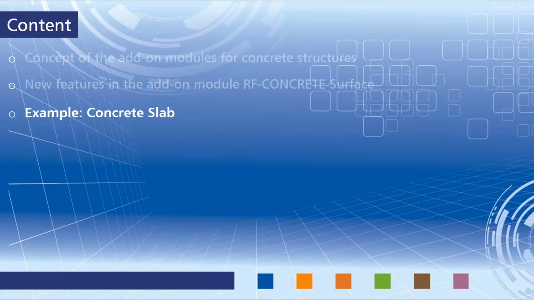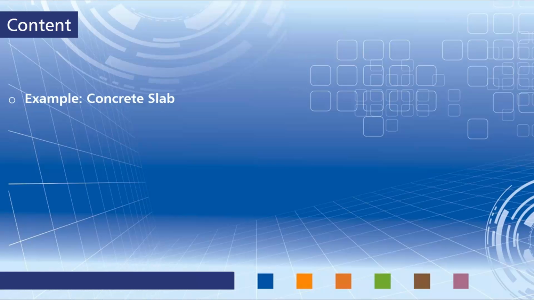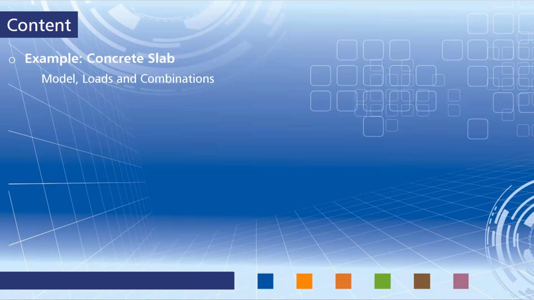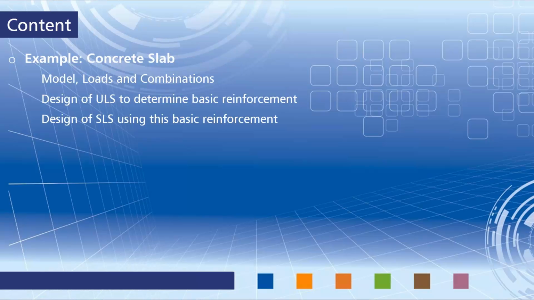We now move on to the practical part of this webinar. We study a flat concrete slab, and we will go together through a workflow which you are very likely to use in your practice as well. So I will first, of course, explain shortly how the model is defined. I predefined some loads, and I already did the load combination to save some time, so I will quickly show you this. Then we will design the ultimate limit state, and we do this to determine the basic reinforcement that we need, and we will use this basic reinforcement then for our first design of the serviceability limit state.